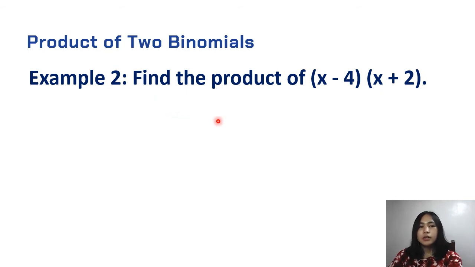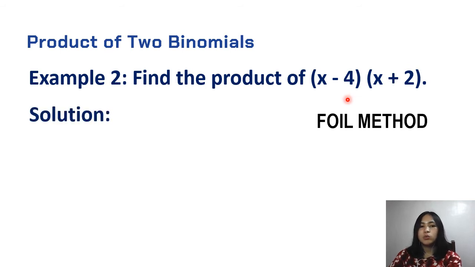So, we have here another example. Product of two binomials. We have x minus 4 and x plus 2. As you can see, the signs are different. We have minus and positive. But in solving these two binomials, we will still use the FOIL method. First, outer, inner, and last. So, we follow the first term. x times x, we have x squared. Now, our outer term, x multiplied by 2, we have 2x. Now, inner term, negative 4 times x, it becomes negative 4x.